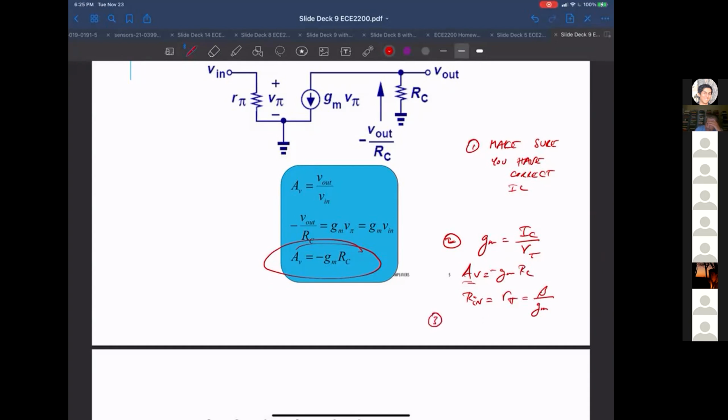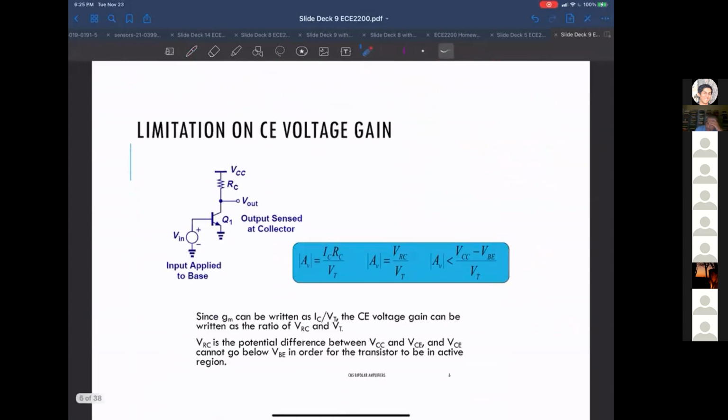And then the third step is to make sure the transistor V sub CE is greater than V sub B. After you're done, you just have to make sure that it stays in bias, with all those things.